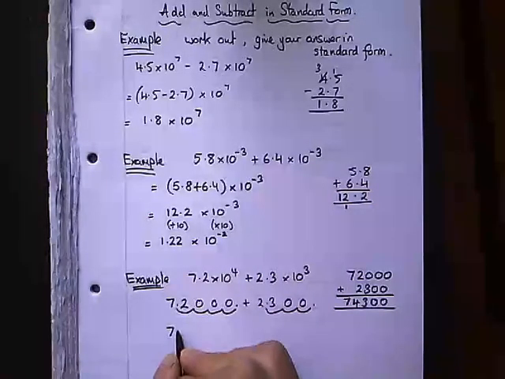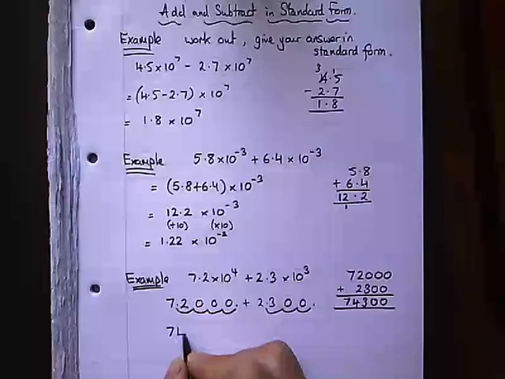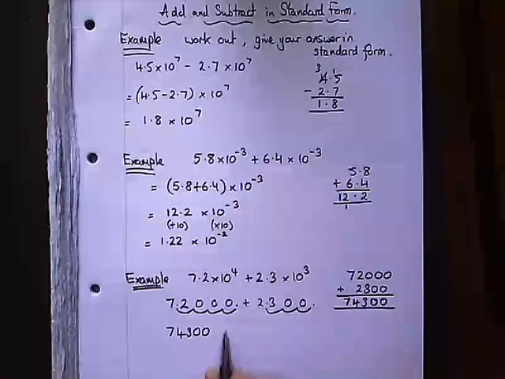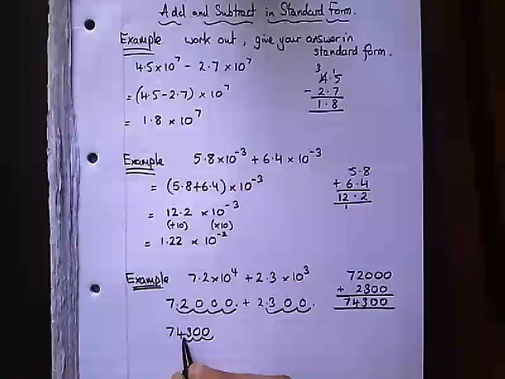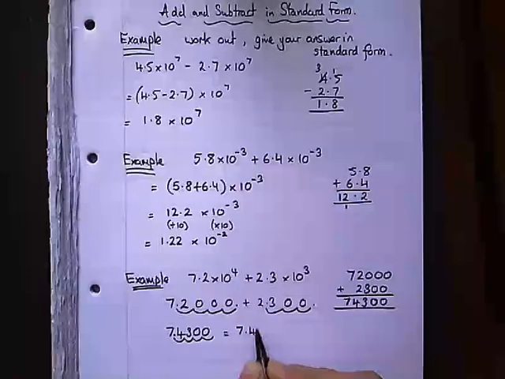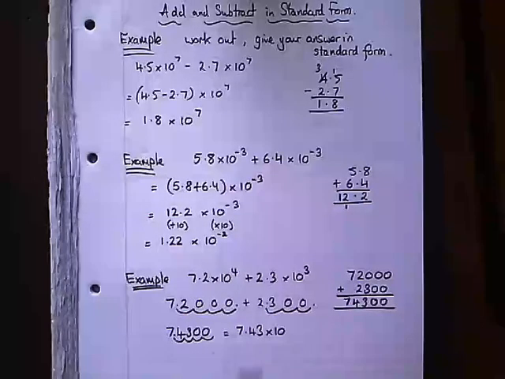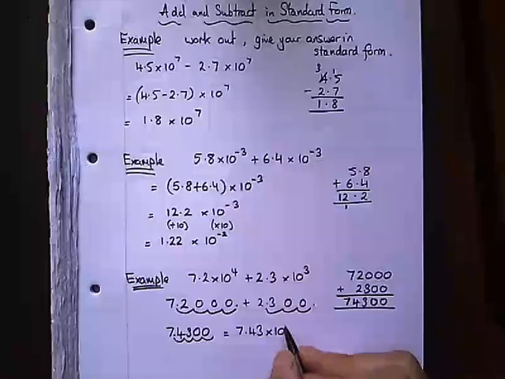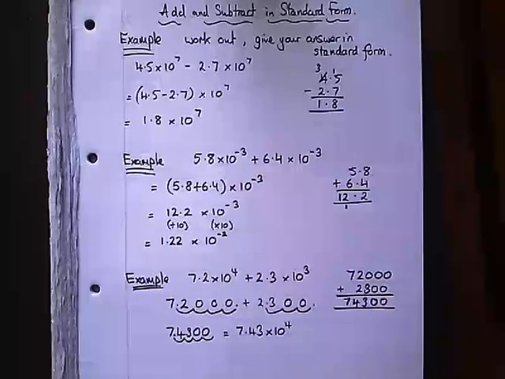But let's have a look. Right, the decimal point at the moment is just after the 0. So how many times do I have to move it back? 1, 2, 3, 4. So I need to move it back 4 times. So I'm going to have 7.43 times 10 to the power of 4. And there you go. That's your answer in standard form.